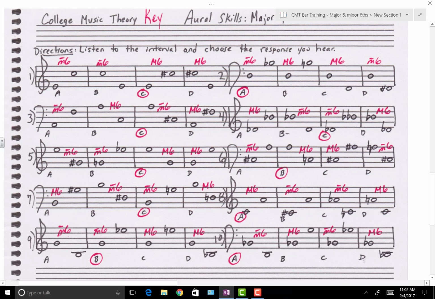7B was a minor 6th descending. Sometimes it also helps to hear the interval in your head the opposite direction. So if it's a descending interval, try hearing it or singing it in your head ascending. So if 7B is this, try hearing it as this, by reversing the order of the notes, and that might help you decipher the interval. So that was a minor 6th. For 7D, we have a major 6th descending. La to do, or NBC backwards.